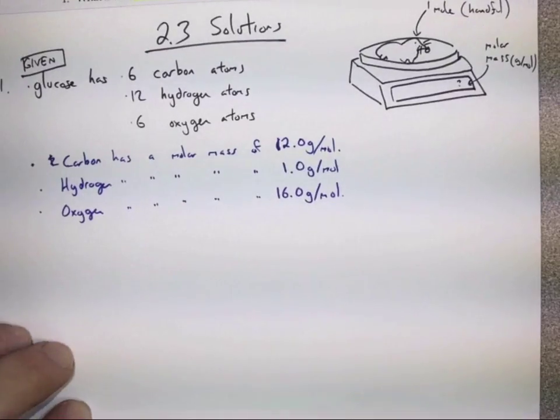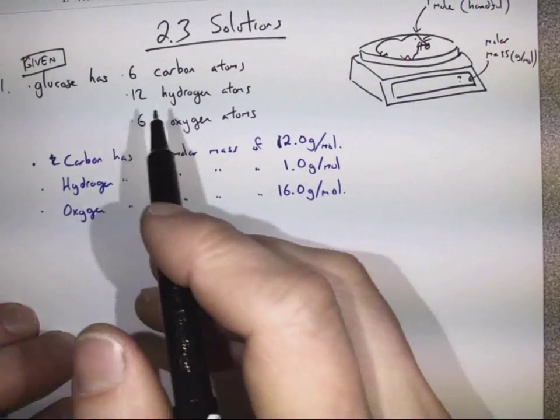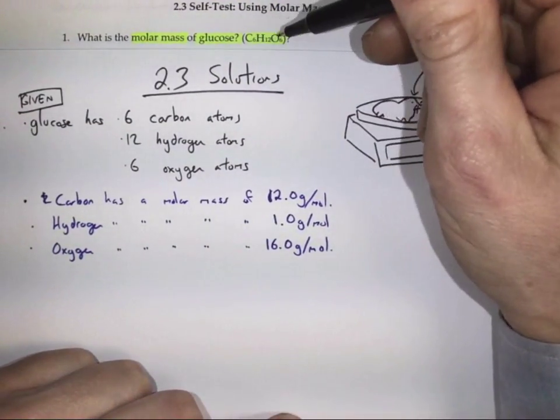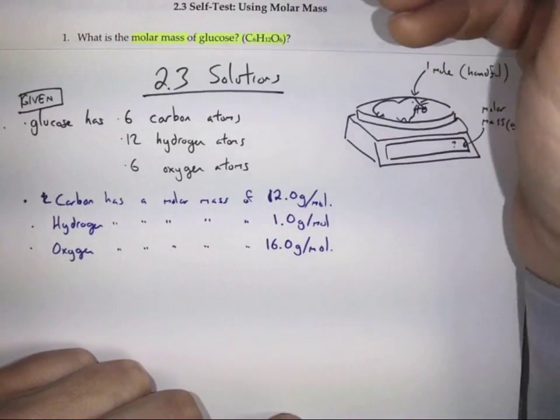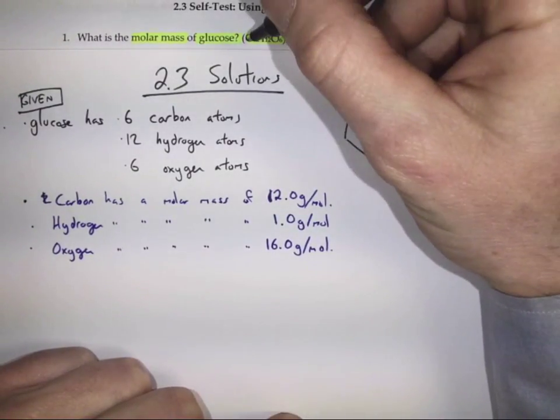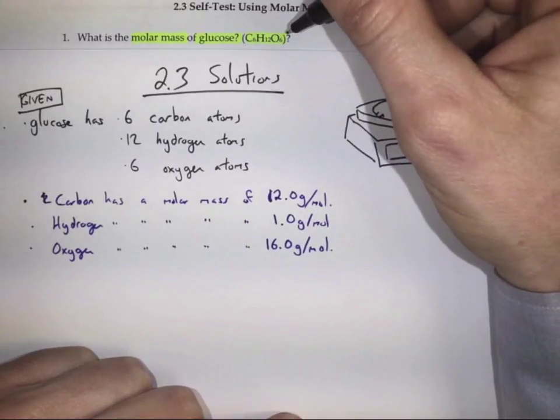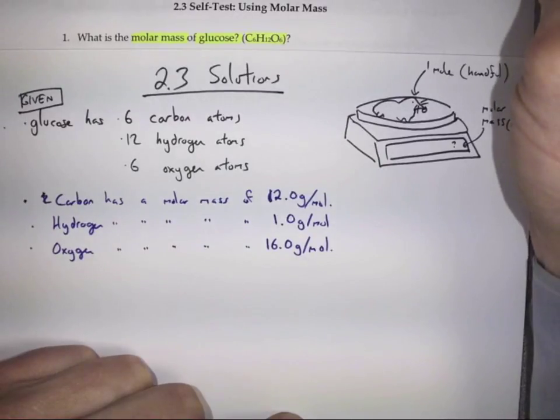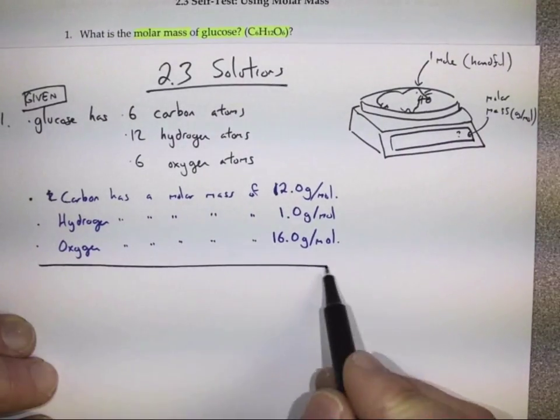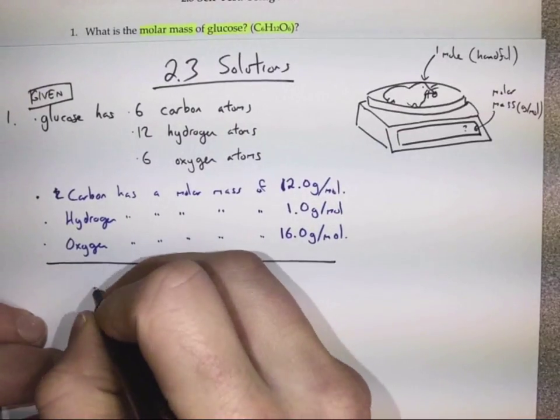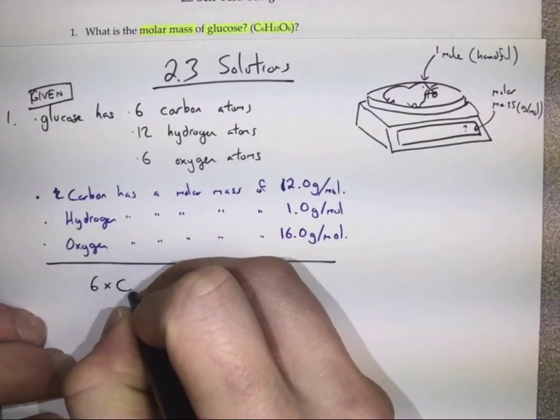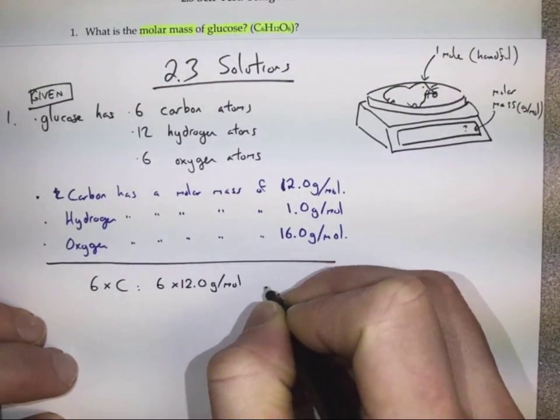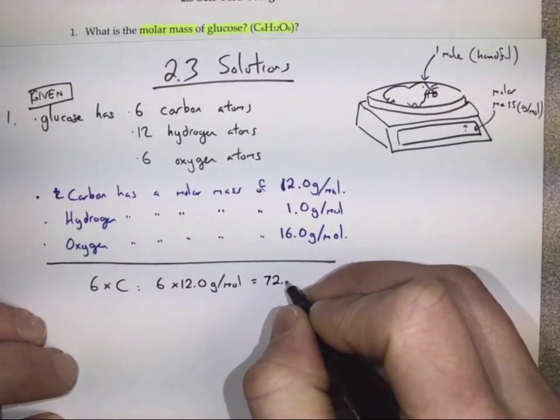So what do we do in this situation? Glucose is quite a complex molecule relative to some of the examples in the notes. However, in class we have done questions finding the molar mass of things like glucose. In fact, we did one for sucrose. If you missed that class, that's really why I make videos like this. So we'll need 6 carbons. That's 6 times 12.0 grams per mole, equal to 72.0 grams per mole.